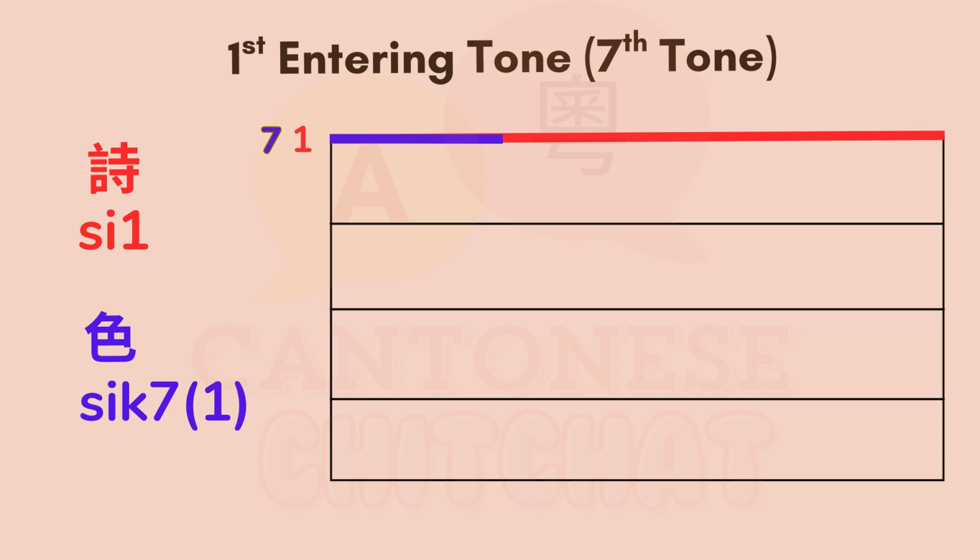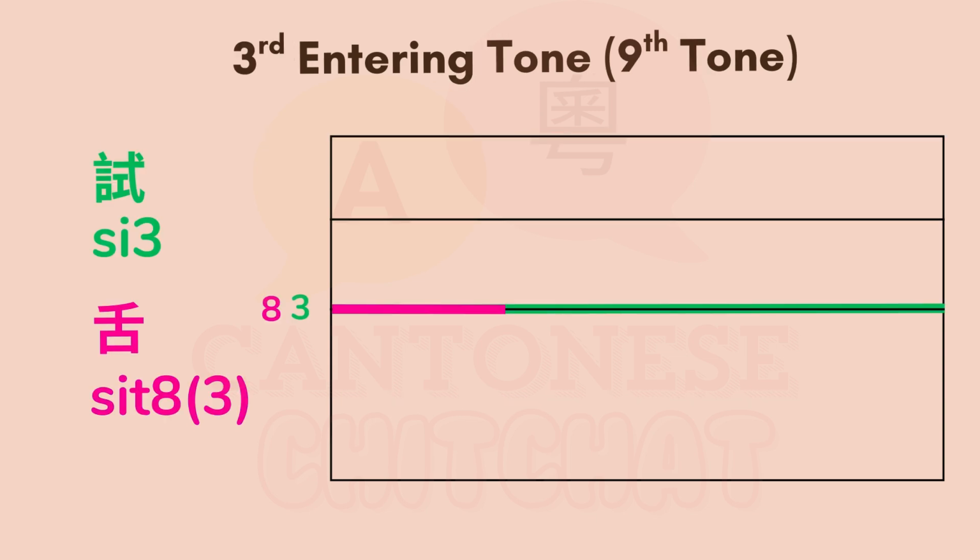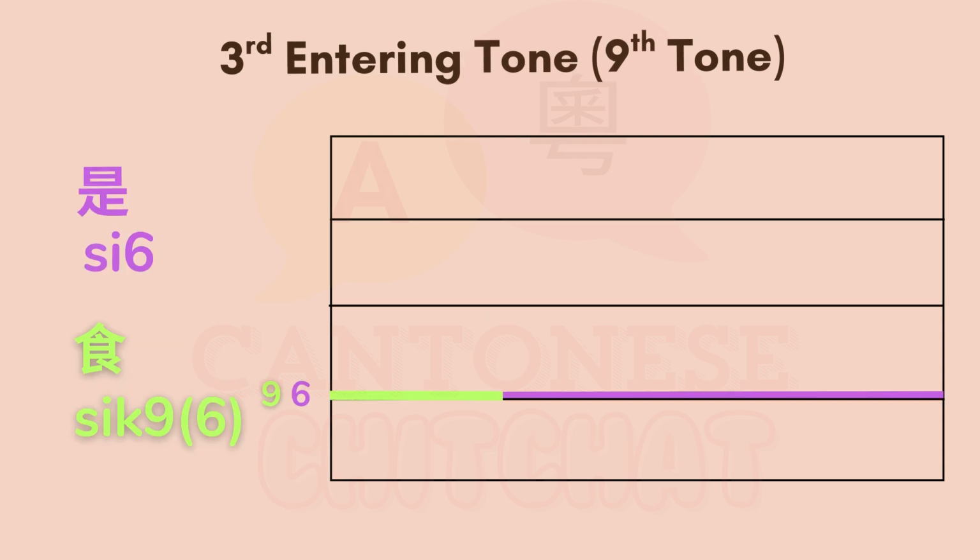Remember, tone 1 is C, and if we add a K at the end, it's sick, sick. You can hear it's short and clipped, and you cannot hear me pronouncing the K sound at the end. Tone 3 is C, and adding a T at the end is seat, seat. The ending is short and clipped, and we don't pronounce the T sound at the end. Tone 6 is C. Adding a K at the end is sick, sick.